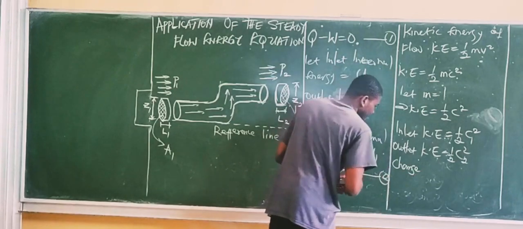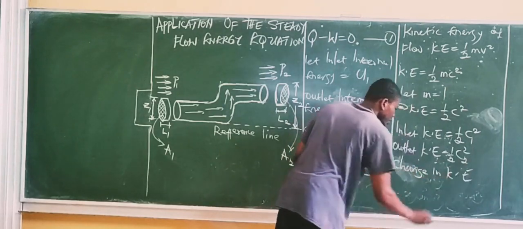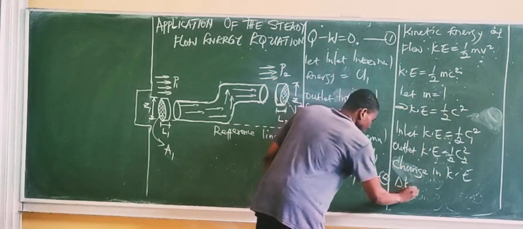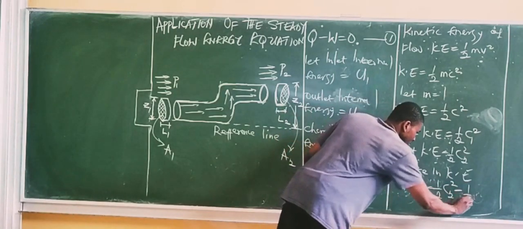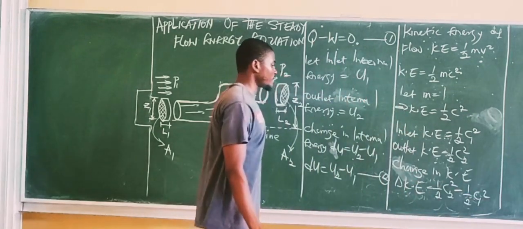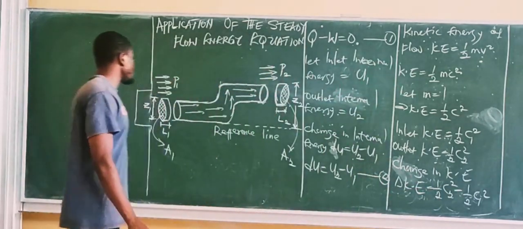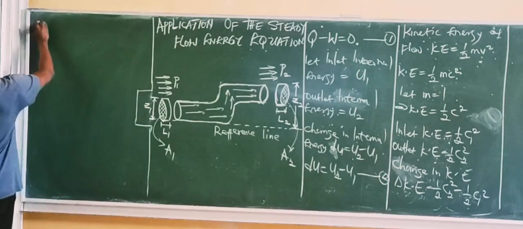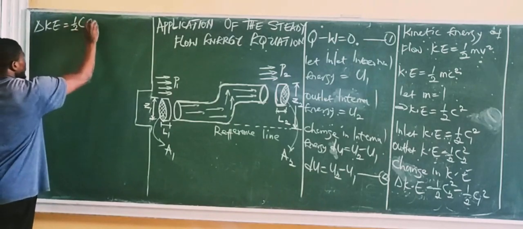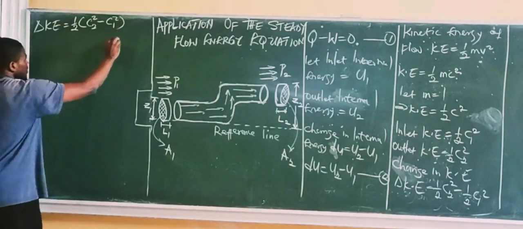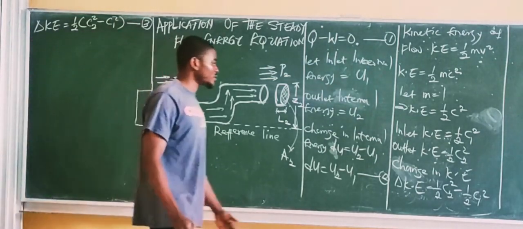The change in kinetic energy will give us simply 1 over 2 c2 squared minus 1 over 2 c1 squared, and of course 1 over 2 is common, so we can factor 1 over 2 out. If we do that, the change in kinetic energy is simply equal to 1 over 2 times c2 squared minus c1 squared. So let's call this equation 3.